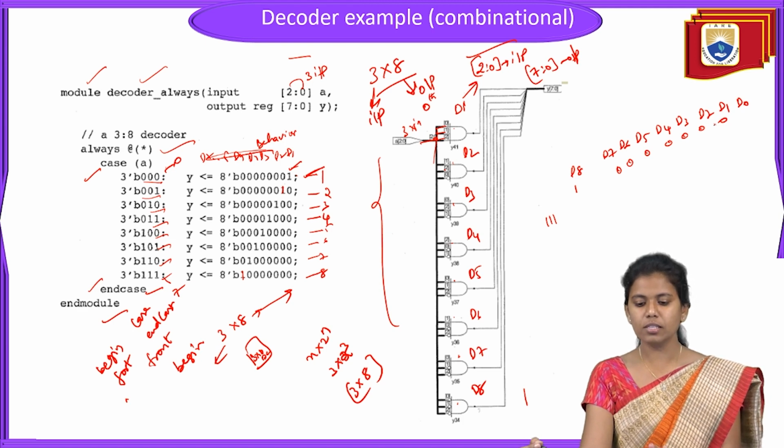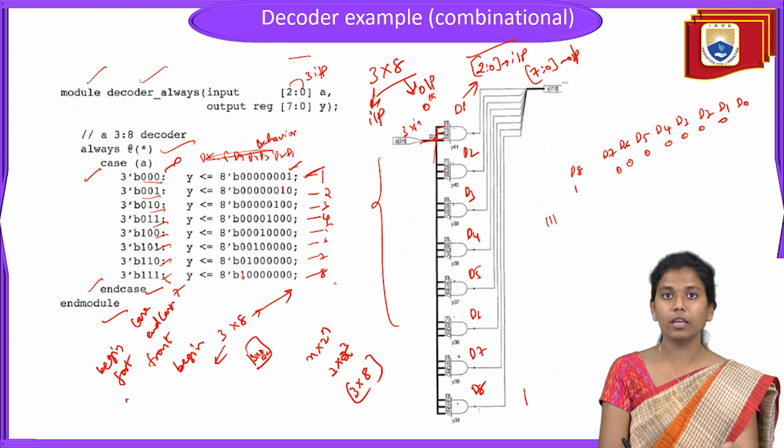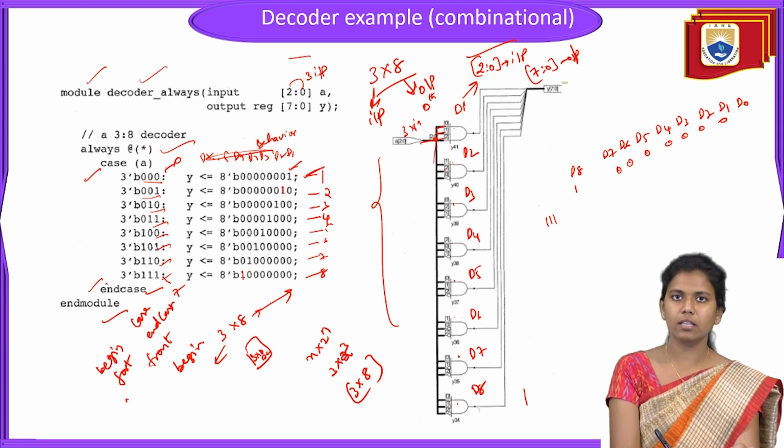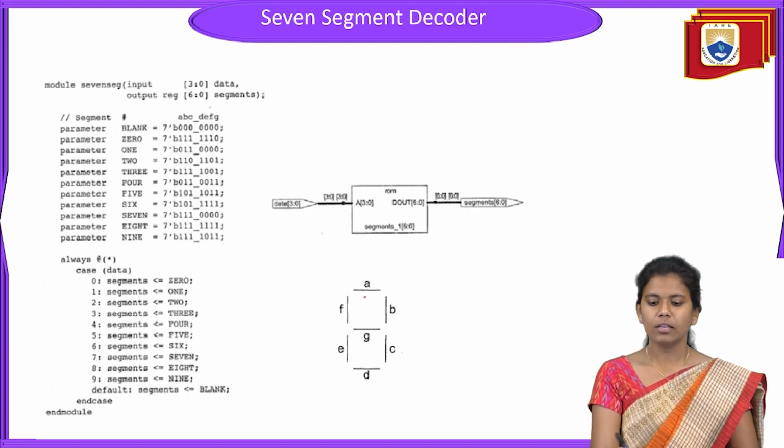So this is how we can write the example using behavioral modeling with respect to case and endcase. It is very simple to remember and to analyze. And then we'll go with another example.